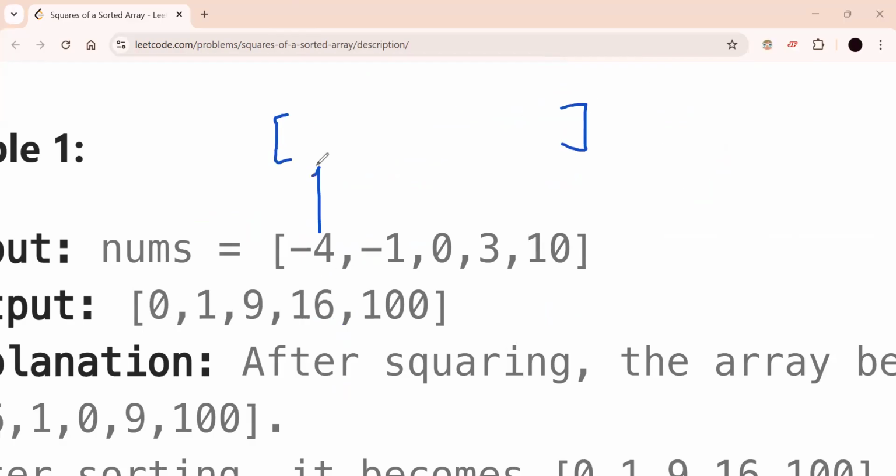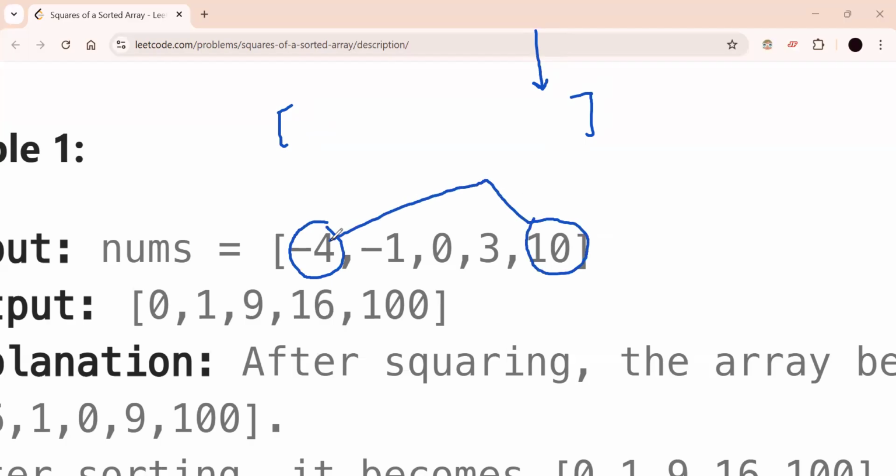we will not directly store this minus 4 value 16 here. Instead, I will create an empty array of the same size. I will place a pointer at the end, and now I will compare minus 4 with 10. I will take the absolute values. Absolute value is nothing but a negative value also being converted to positive, the actual value of that integer.